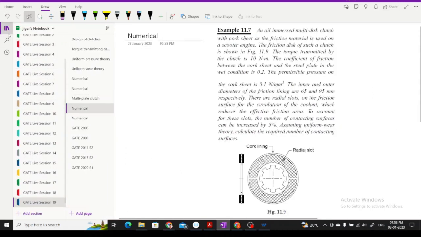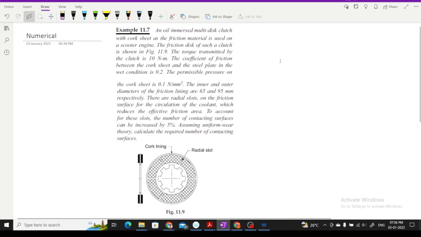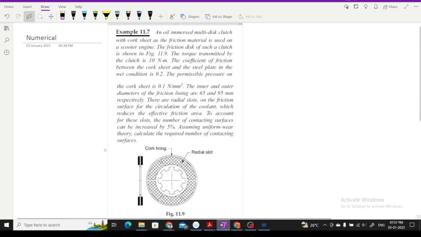Right? Now, from this, we can try this example. An oil immersed multi-disc clutch with cork sheet as the frictional material is used on a scooter engine. The friction disc of such a clutch is shown in the figure. The torque transmitted by the clutch is 10 Nm. The coefficient of friction is 0.2, permissible pressure is 0.1 N/mm². Inner and outer diameters are 65 and 95 mm. There are radial slots on the frictional surface for the circulation of the coolant, which reduces the effective friction area. To account for the slots, the number of contacting surfaces is to be increased by 5%. Assuming uniform wear theory, calculate the required number of contacting surfaces.